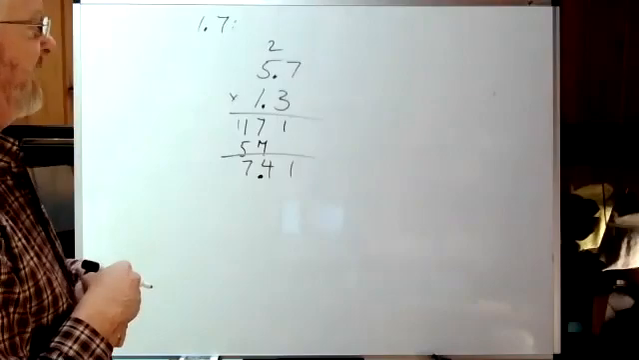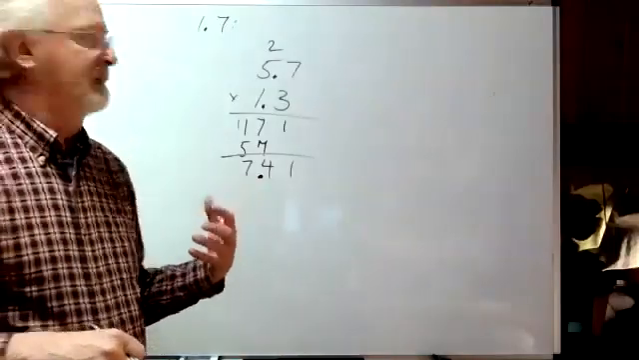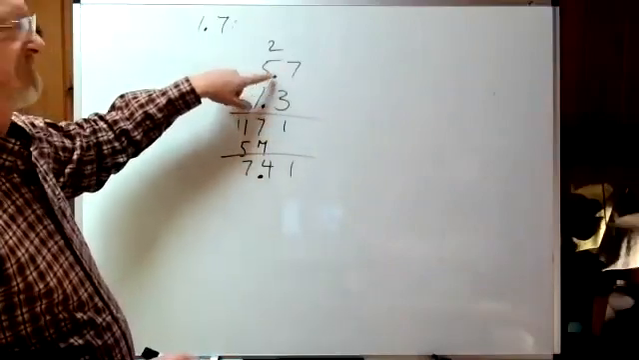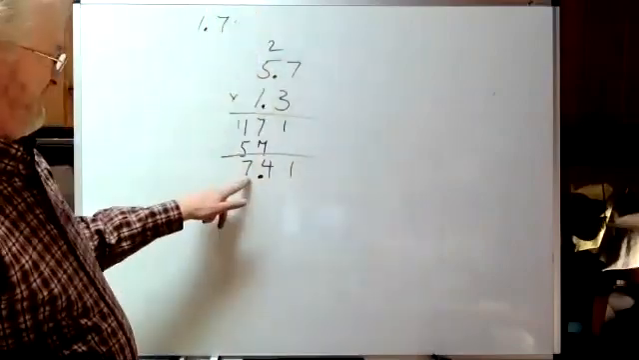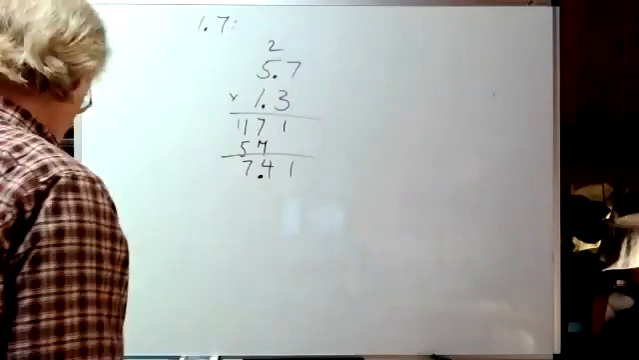And then it's always nice with decimal problems like this to maybe do an estimate. You know, this is a little more than 1 times almost 6. A little more than 1 times 6. Okay, we're in the ballpark, right? Probably did it right.